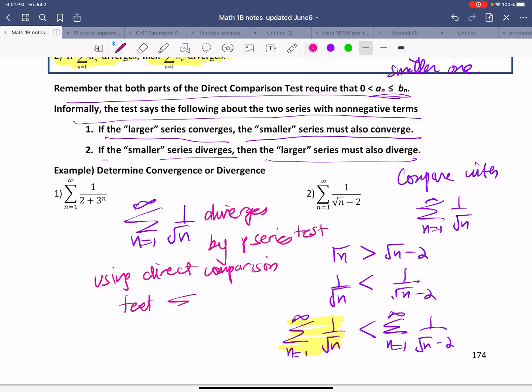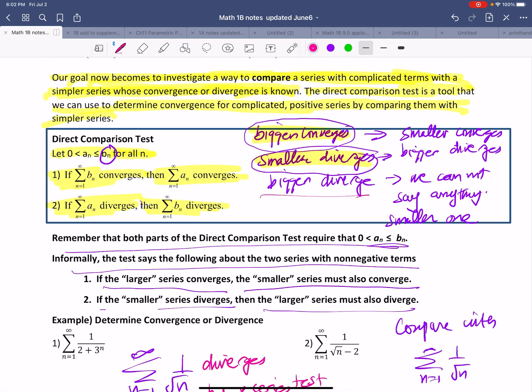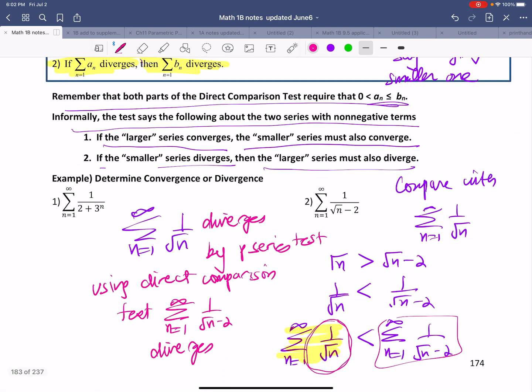series we were looking at, the summation n equals 1 to infinity of 1 over square root of n minus 2, diverges. So if the smaller series diverges, this one is going boundless, then the bigger one will also go boundless. If the bigger series diverges, then we cannot say anything about the smaller one. But if the bigger one converges, we can say the smaller one will also converge.